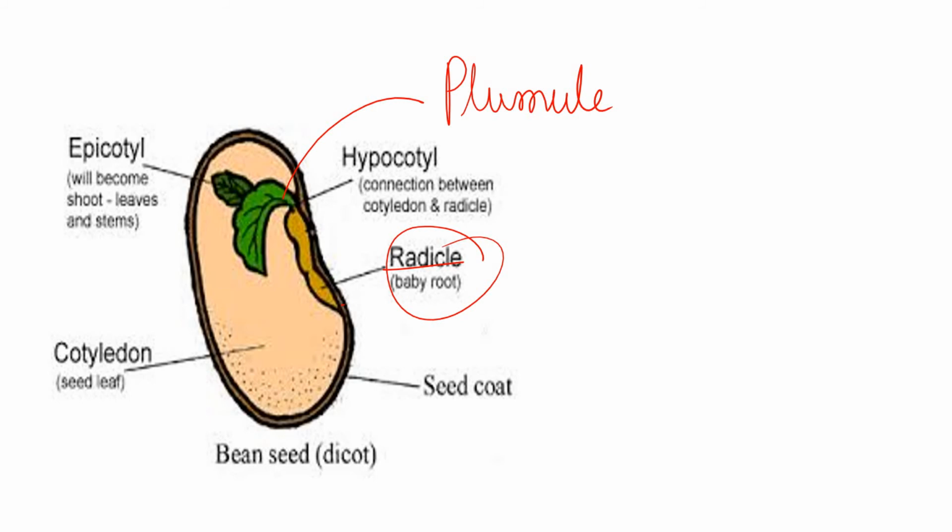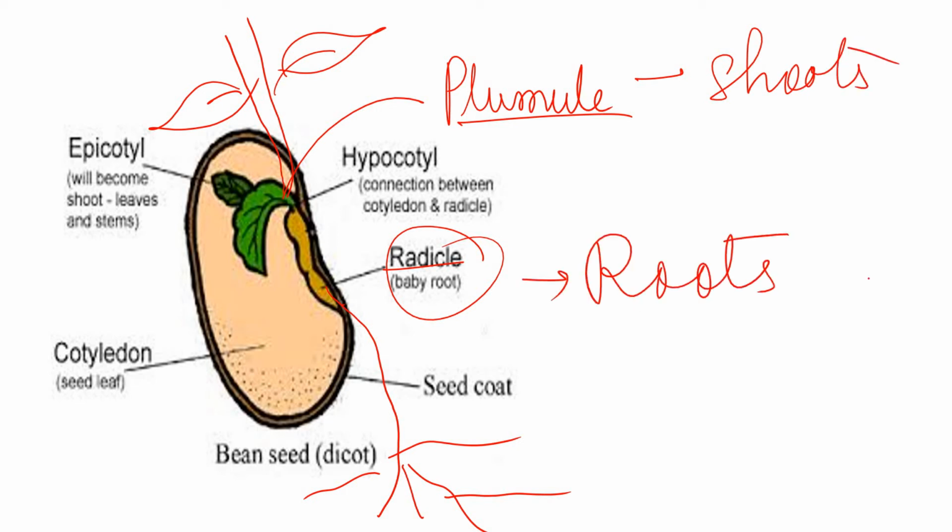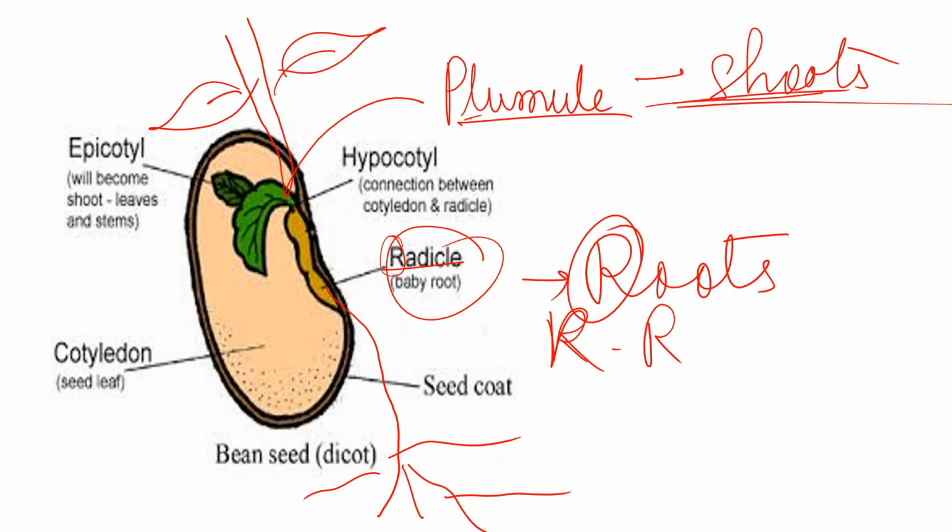Okay, under favorable conditions, that is when there is sufficient air, sufficient water, sufficient sunlight and temperature, from this radicle roots will develop, okay, and from this plumule the shoot system will develop, the shoots are going to develop. Understood? So plumule gives rise to shoots and radicle gives rise to roots. You can remember it in this way: radicle has R, roots also has R. So obviously plumule will give rise to the shoots. Understood? So this is all about your seed.